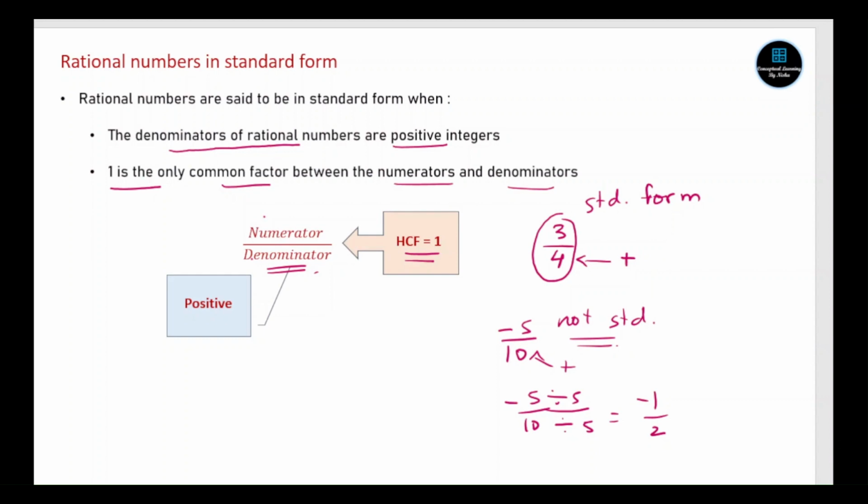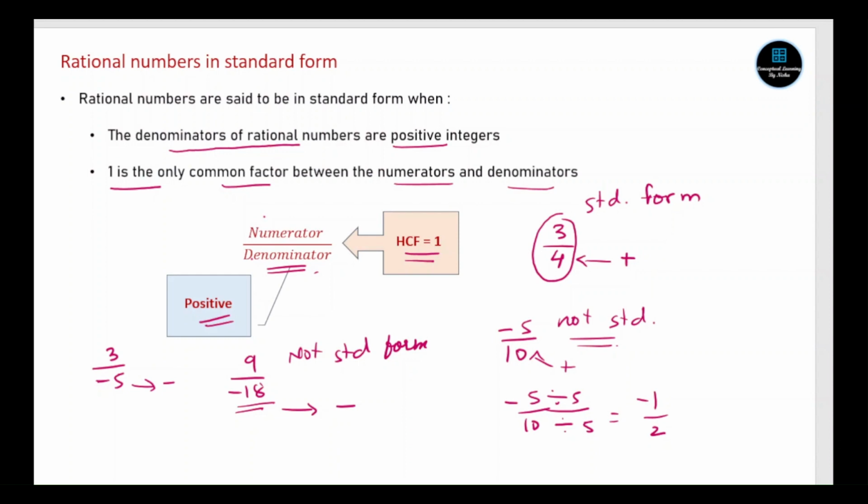One more. If I ask you 9 upon minus 18, is this in standard form? First of all, check the denominator. This is negative. So is the condition fulfilled? No. So this is not in standard form. Understand? Let's take one more. If I say 3 upon minus 5, is this in standard form? No, again, because there is a minus over here.